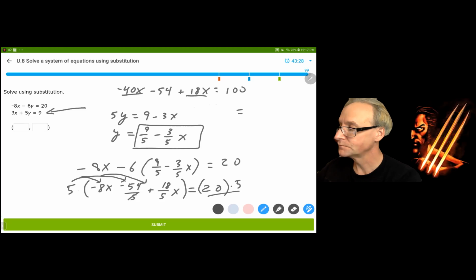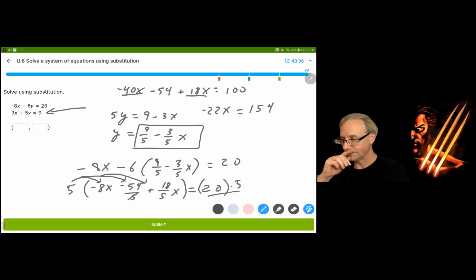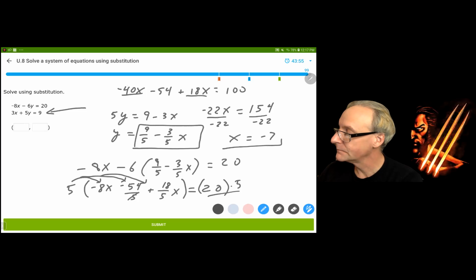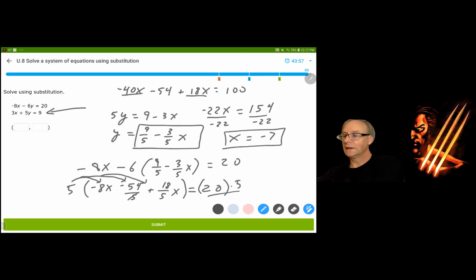So I get, adding the 18 to the -40 gives me -22x. Excuse me. Now I'm going to divide by -22 on both sides. Seeing if I made any weird errors here. I don't see any. And I believe that gives you x is equal to -7, isn't it? So I'm almost done. If x is -7, I can solve for y, and I need to find my y value.